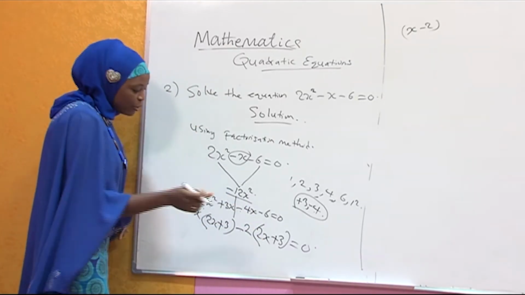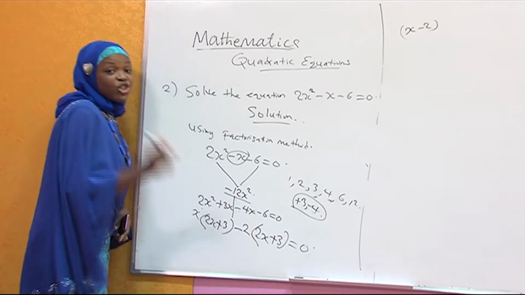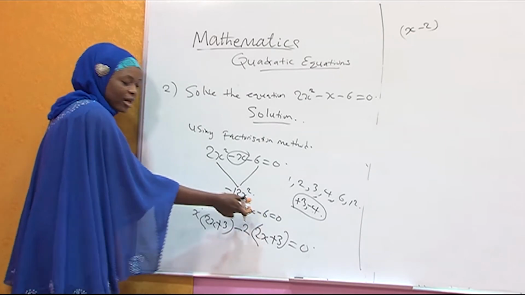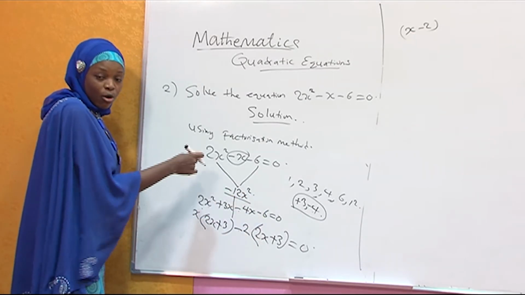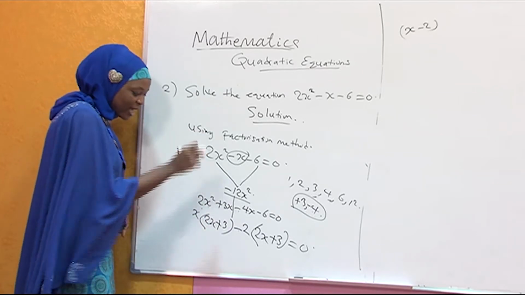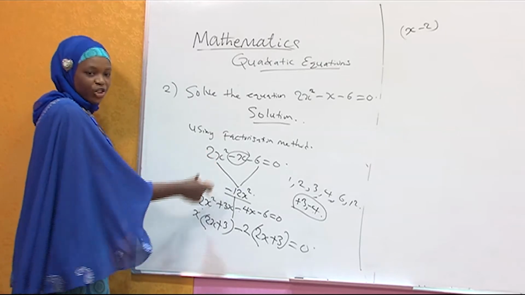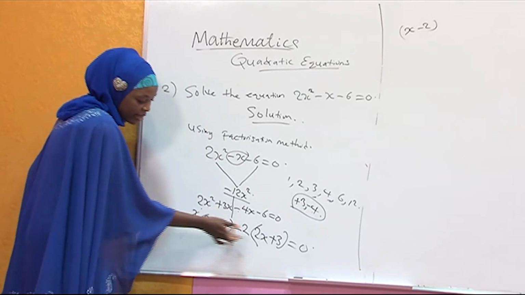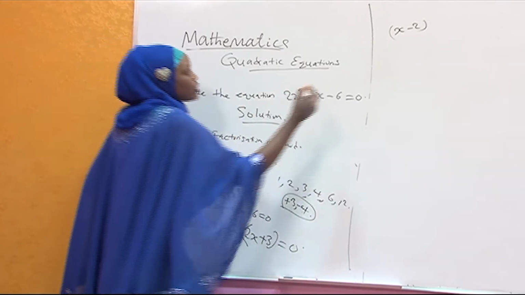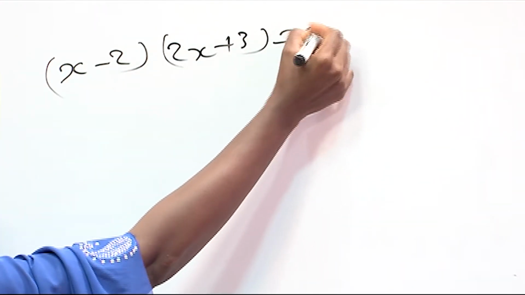When you solve and you realize that you don't have the same thing inside the bracket, you will check your working. There has to be something, maybe there's an error you have committed while solving. So it's very necessary, if you are factorizing and you discover that the brackets are getting different numbers, you check your working. So now we see that they are the same. Just pick one of it, which is 2x plus 3. Now all equals to 0.